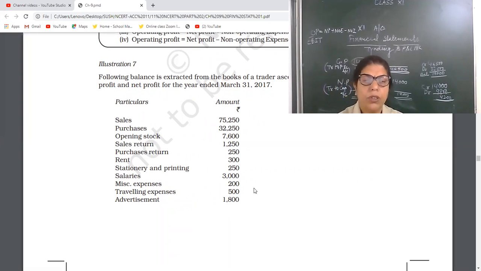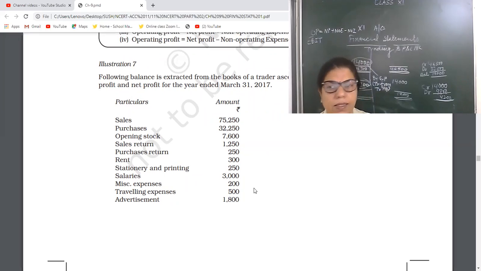Then rent 300, stationery and printing 250, salaries 3,000, miscellaneous expenses 200, traveling expenses 500, advertisement 1,800. All are indirect expenses, or related with the office, selling and distribution. That's why it is shown in the profit and loss account.